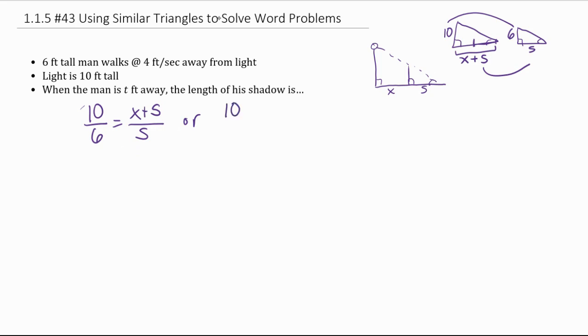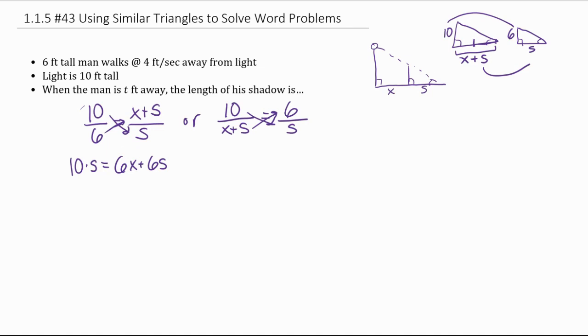So you could set up the ratio this way, or you could set it up as, well, the height of the large triangle over the length of the large triangle is equal to the height of the smaller triangle over the length of the smaller triangle. So you can set it up that way. You'll notice that it is exactly the same, because when you cross multiply to solve, you're multiplying the same things. So either way, I get 10 times his shadow length S is equal to 6X plus 6S.